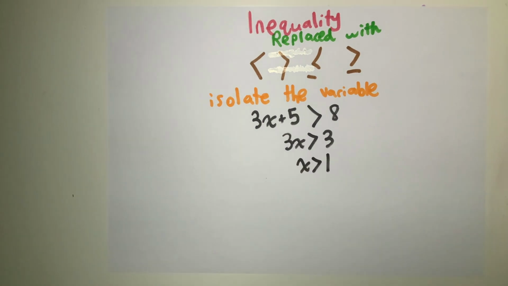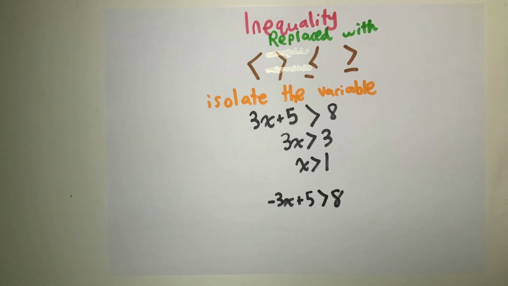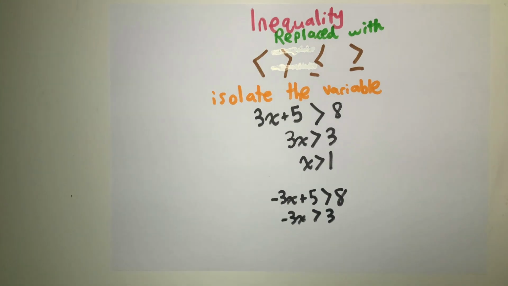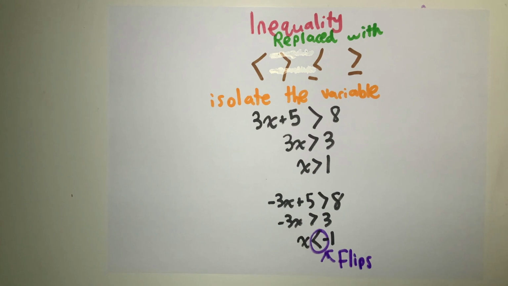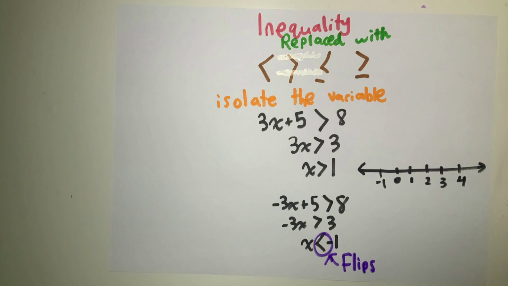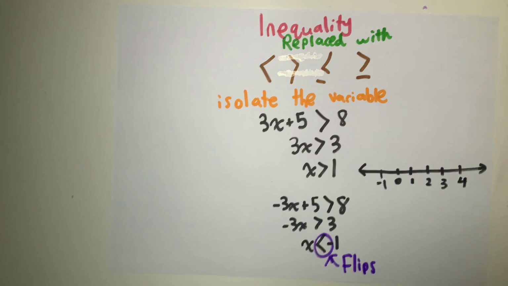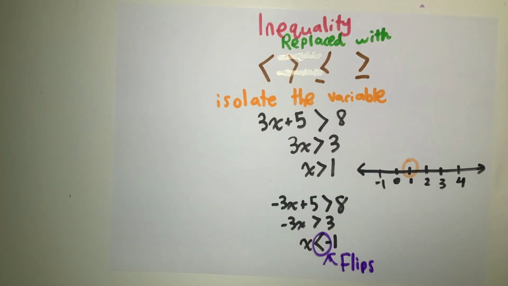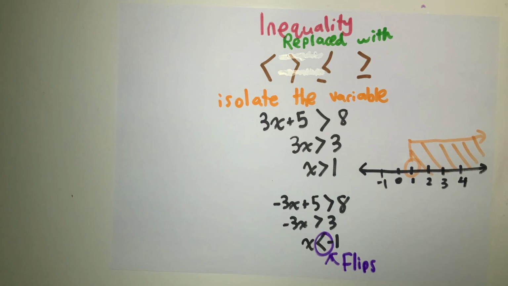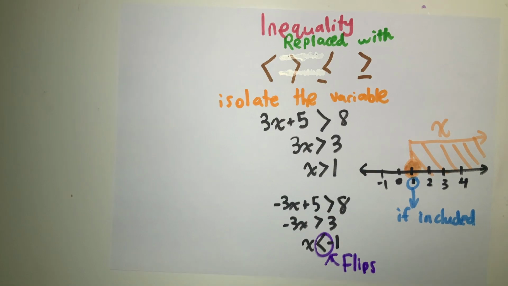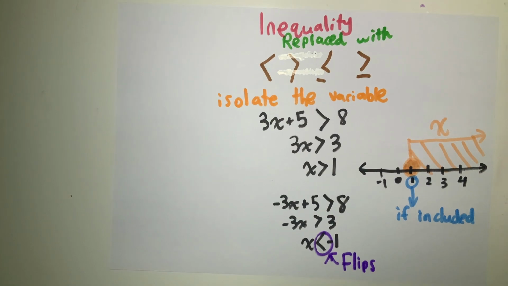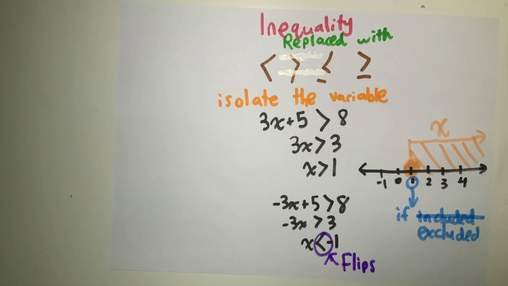But if the coefficient of x is negative, reducing the term results in the flipping of the inequality sign. For instance, if -3x + 5 > 8, then -3x > 3, and x < -1. We graph simple inequalities on a number line by drawing a circle around the number that we obtain and drawing an arrow that represents the solutions for x. If the number is included in the set of solutions, we fill in the circle, while if the number is excluded, we do not.